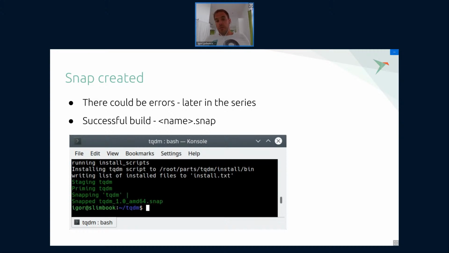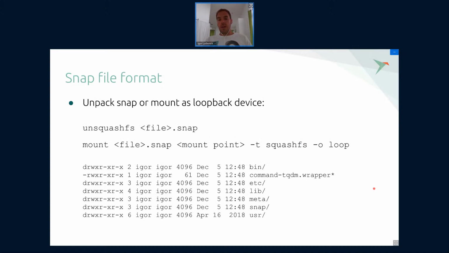Once the snap is created, and this can sometimes take a few takes because you may have errors, you may not have necessarily declared all the relevant information, you may miss a library or two needed for the application and so forth. But in the end, if you're successful, there will be a snap in the work directory. And the snap will have a name.snap suffix.